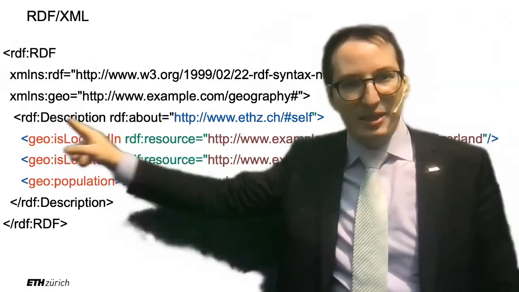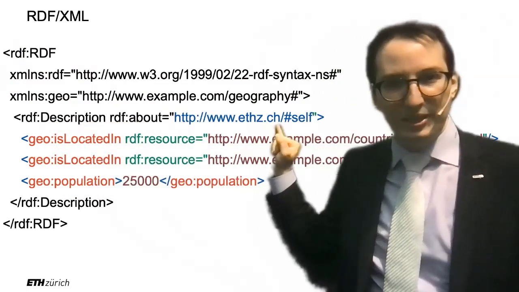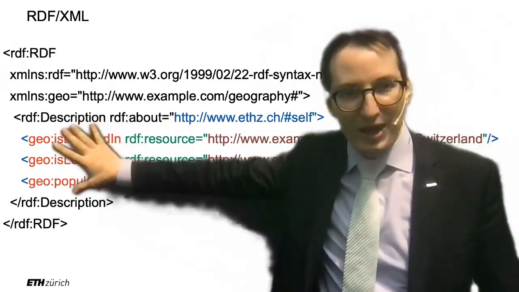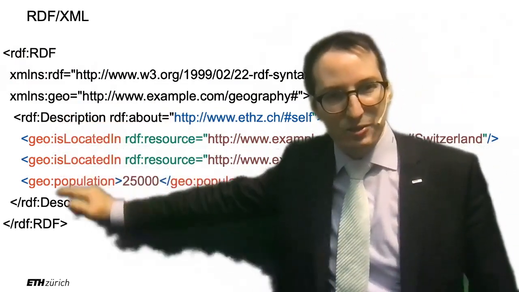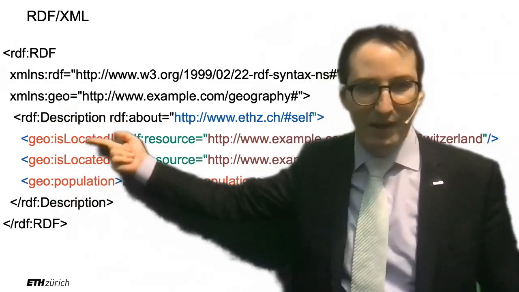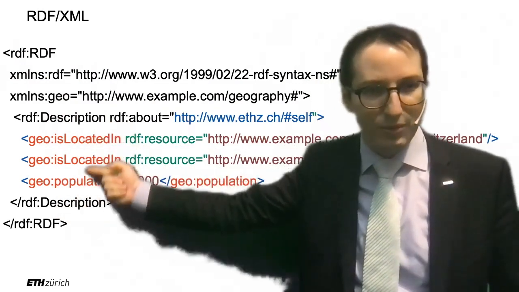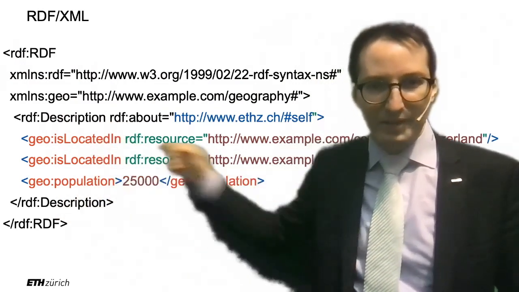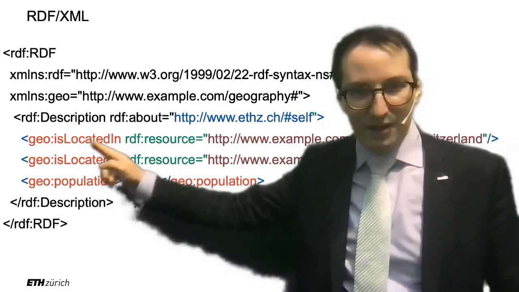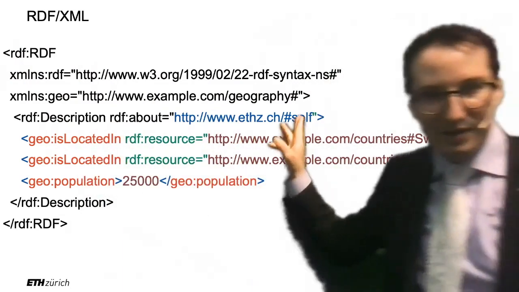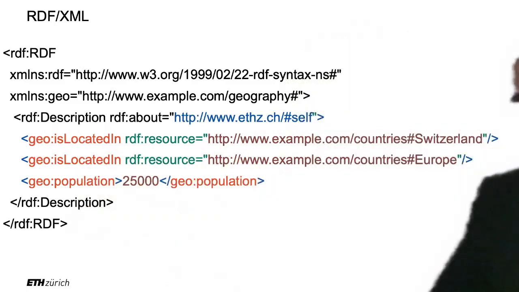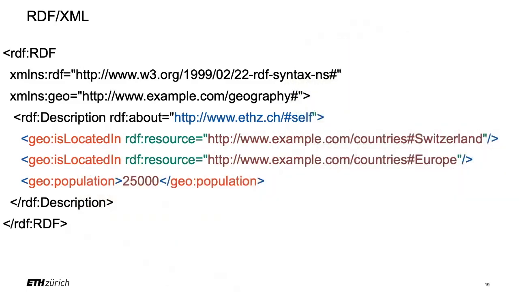So then we say RDF description about ETH. We factor out everything that has one subject in a description element right there. And then we list the properties. So we have three triples here that all share this common subject. ETH is located in Switzerland, ETH is located in Europe, and ETH has a population of 25,000. Okay, for whom is that clear?